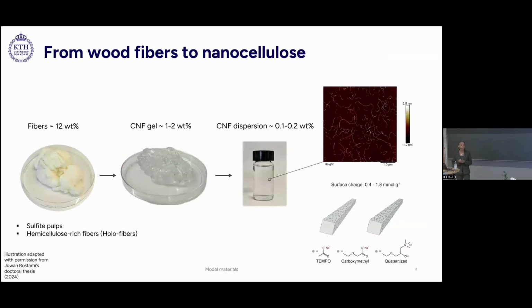So the nanofibrils were prepared by chemically modifying different pulp fibers. Here we've used different sulfide pulps with different hemicellulose contents, as well as hemicellulose-rich fibers, which I will refer to as holofibers or holo-CNFs. And the modified fibers were then mechanically disintegrated to obtain a transparent CNF gel. And the CNF gel was then further diluted to obtain colloidally stable CNF dispersions.